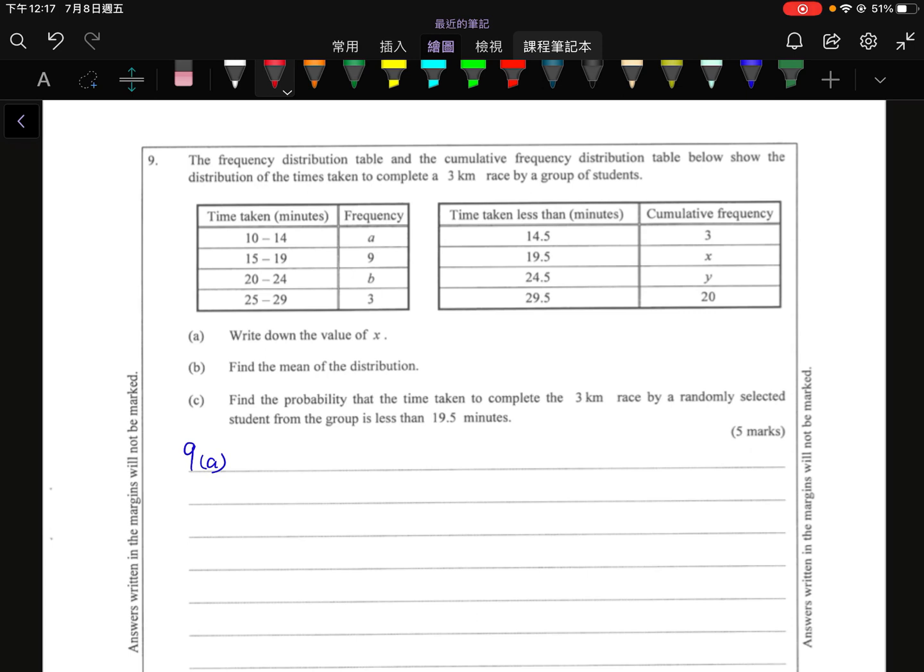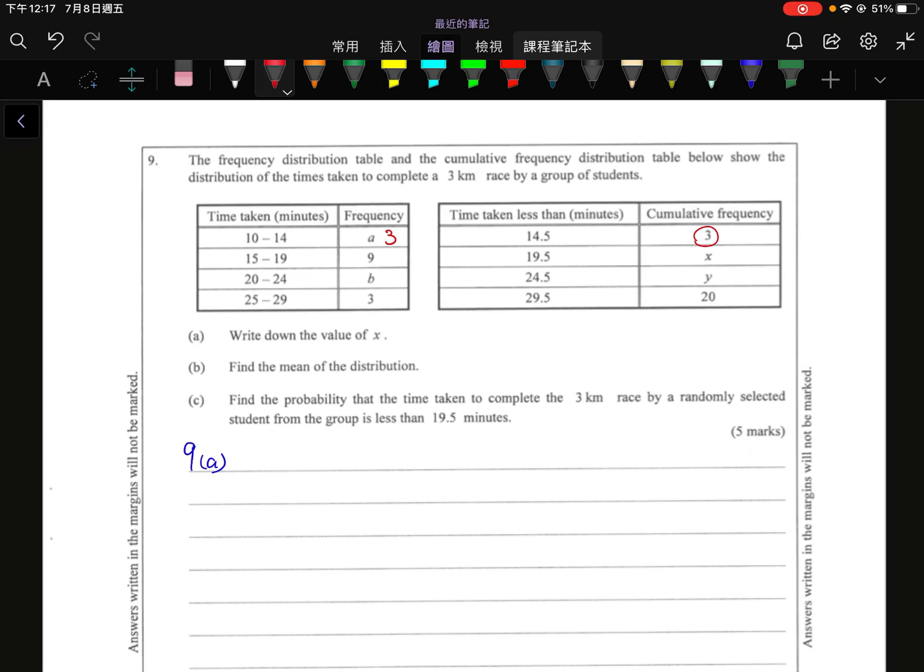You can think in this way. Based on the cumulative frequency, below 14.5 is 3. So in all the data here, only 3 people are lower than 14.5. That means A will be equal to 3. Now, what is the meaning of cumulative frequency? X means I have X people lower than 19.5.